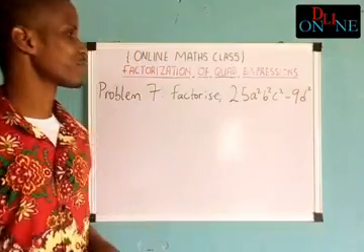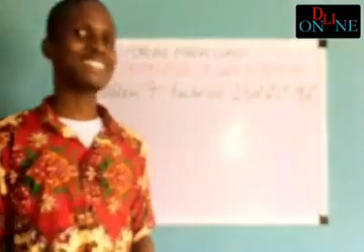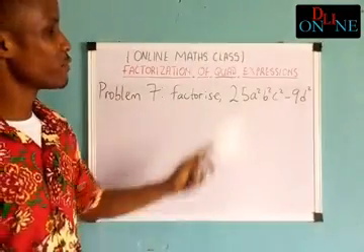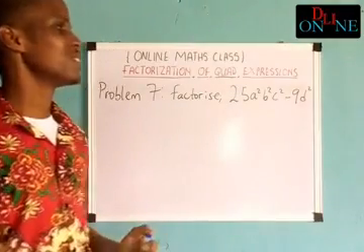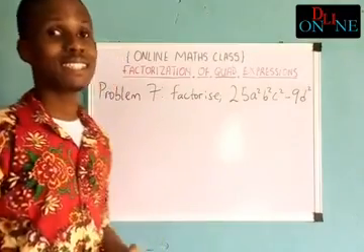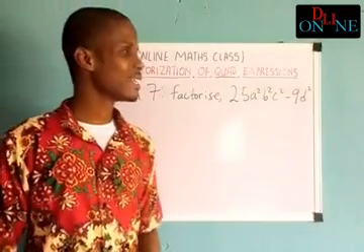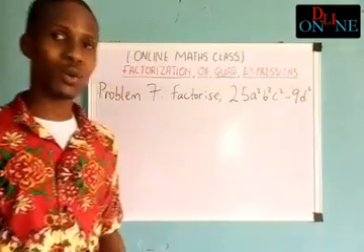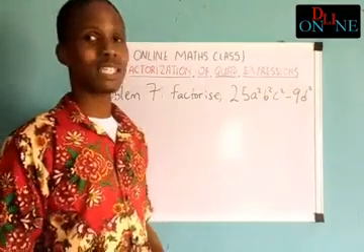Problem 7. Maths is wonderful, right? Let's go. It says factorize 25a squared b squared c squared minus 9d squared. Again, what's the first thing we are going to do? Understand the question. Understand the expression.